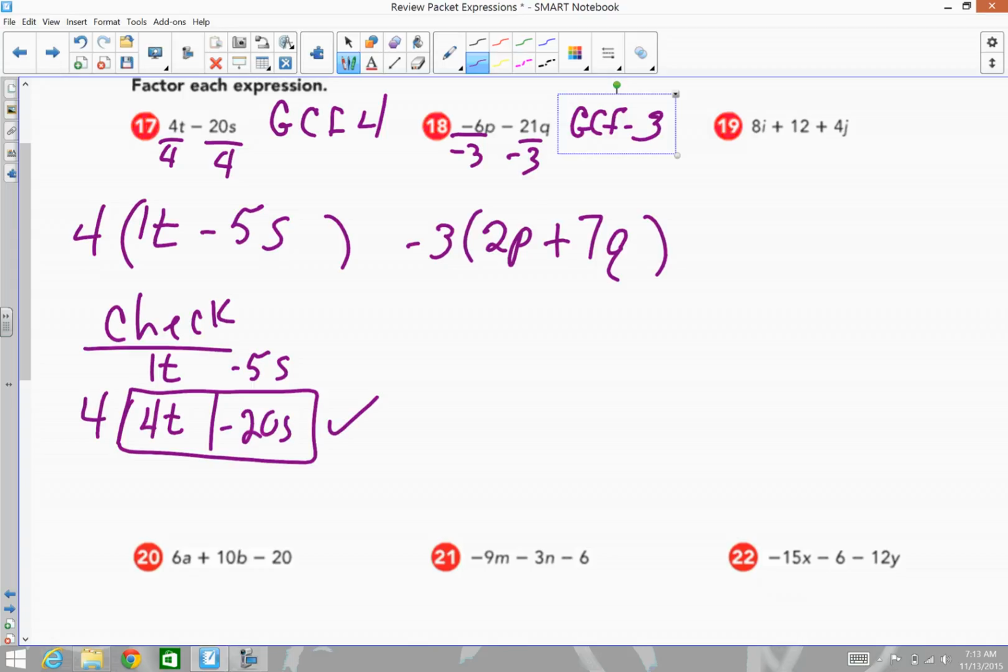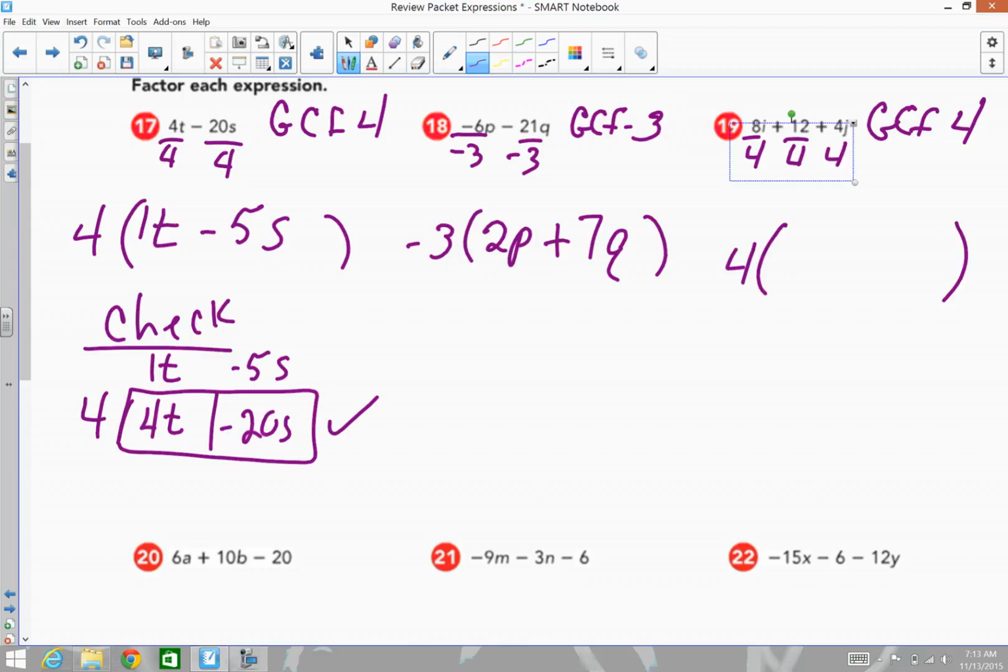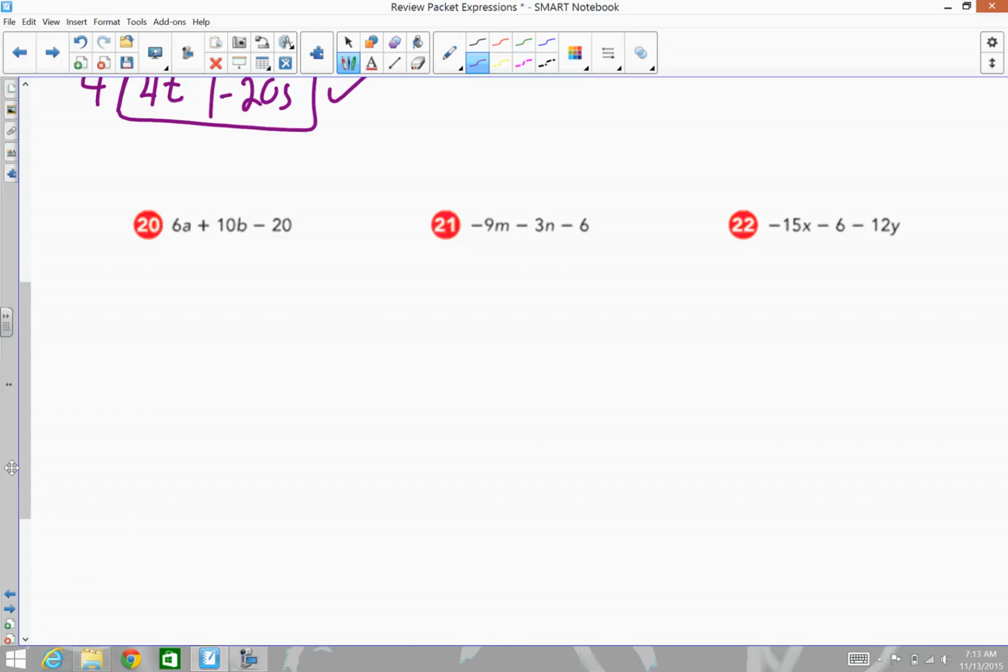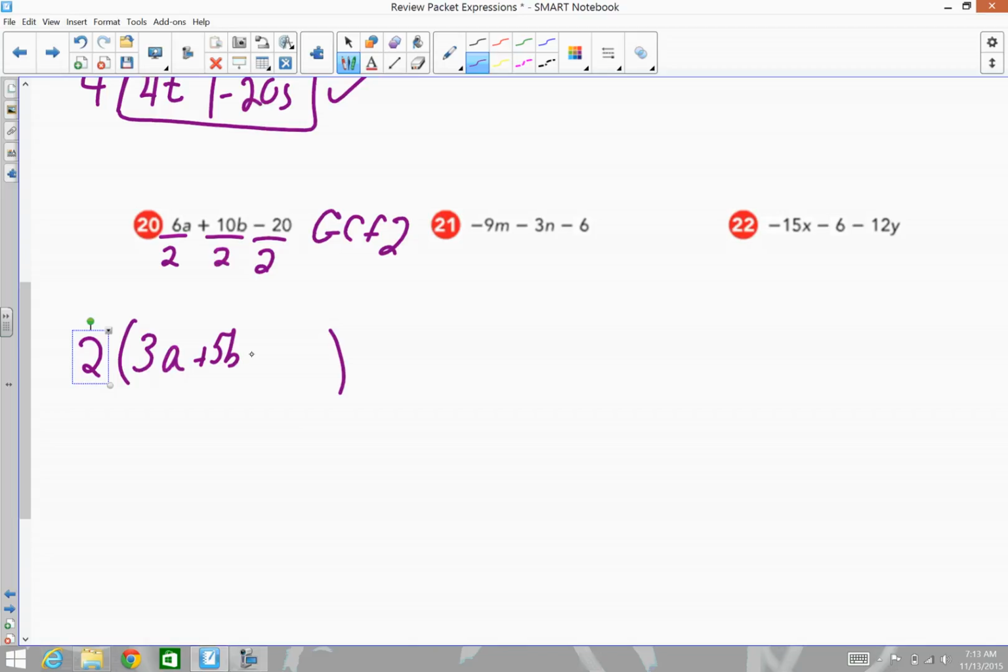For number 19, the GCF is 4. So we're going to divide each term by 4. 8i divided by 4 is 2i. 12 divided by 4 is 3. And then 4j divided by 4 is 1j. For number 20, our GCF is 2. Divide each term. 6a divided by 2 is 3a. Positive 10b divided by 2 is positive 5b. And negative 20 divided by 2 is negative 10.